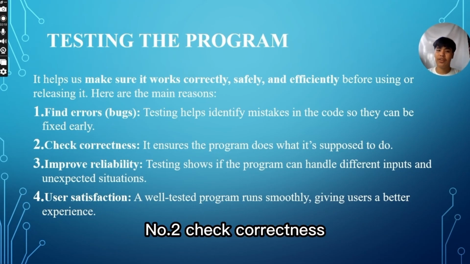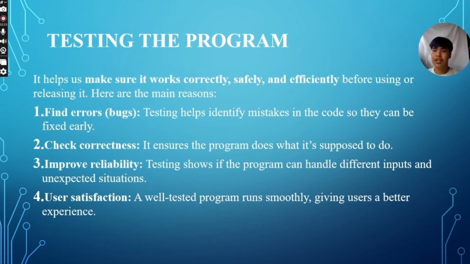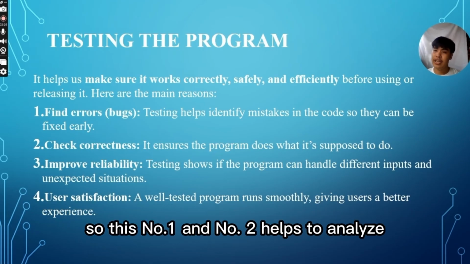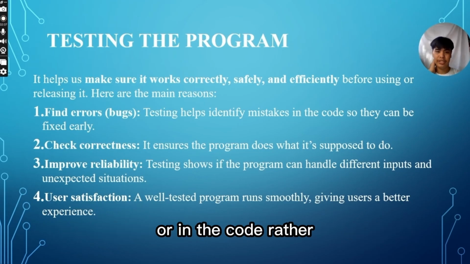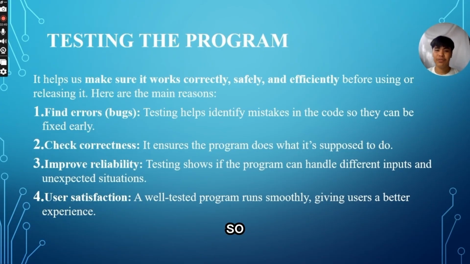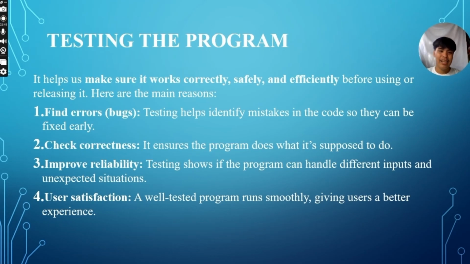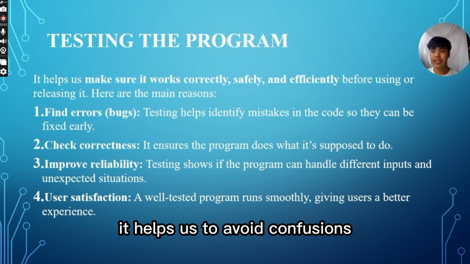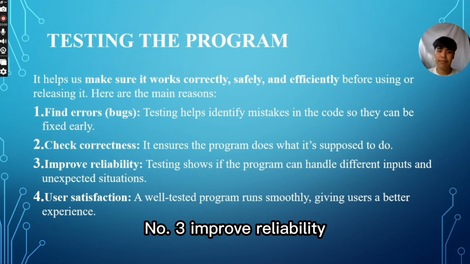Number 2, check correctness. It ensures the program does what it's supposed to do. So, number 1 and number 2 help to analyze the common mistakes in our program, or in the code rather. By analyzing the mistakes, it helps us to avoid confusions. Number 3, improved reliability.